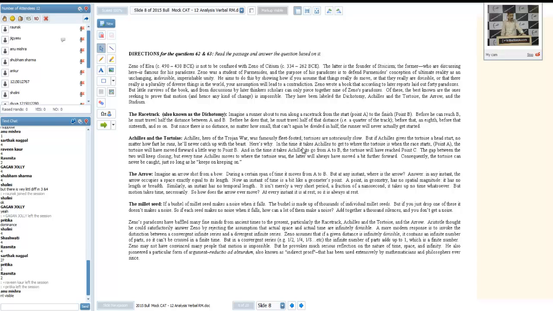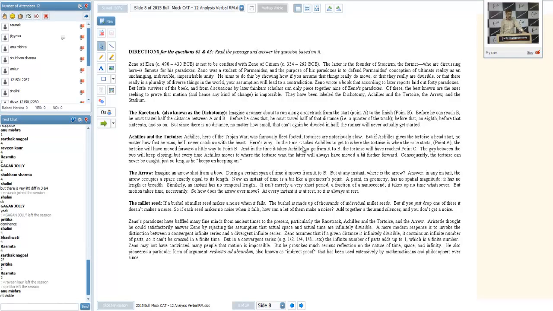Similarly, an instant has no temporal length. An instant means the time has no temporal length. If I talk about a nanosecond, it isn't merely a very short period. A fraction of a nanosecond takes up no time whatsoever. So no spatial extent, no time, but motion necessarily takes time. So how does the arrow ever move? Time is standstill as per the reduction theory, and the position is standstill. So even when the arrow is shot from the bow, it is at rest. Every instant it is at rest, so it is always at rest.